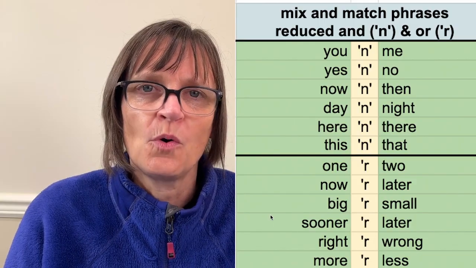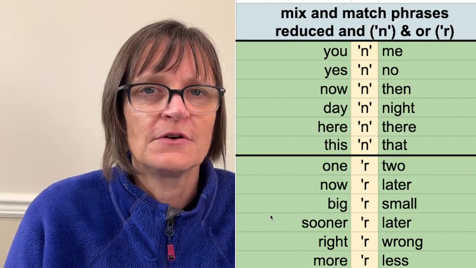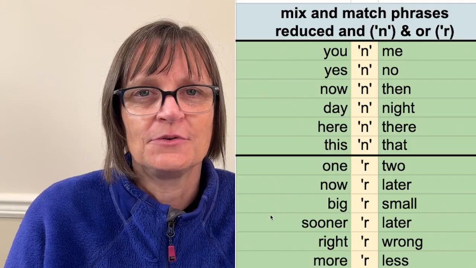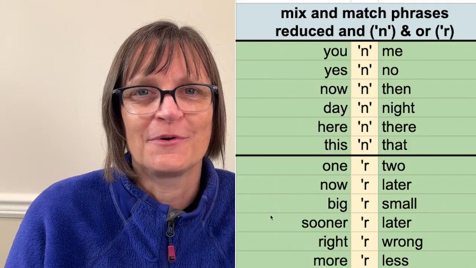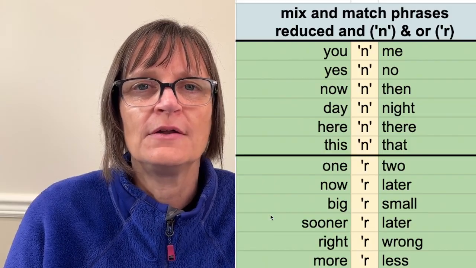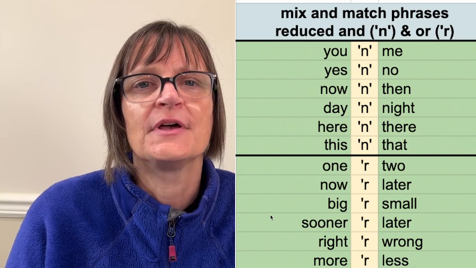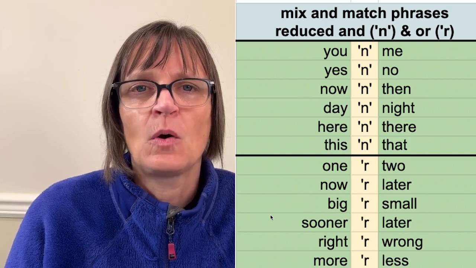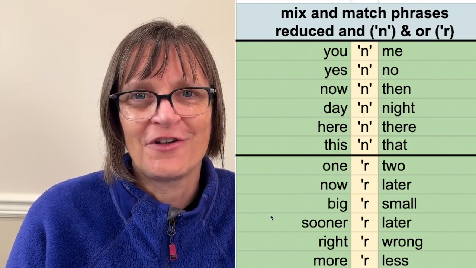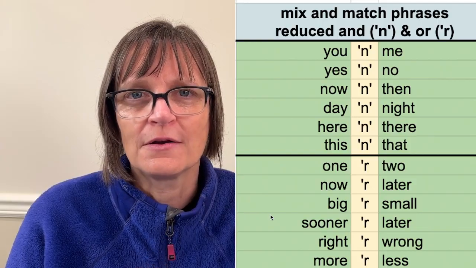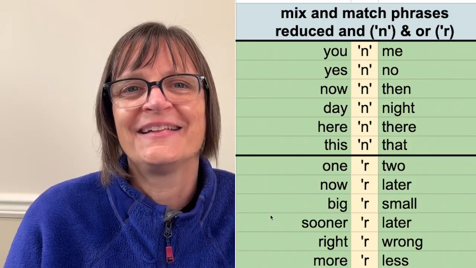For the word 'or', we reduce it to just an 'er' sound, and it can link to the previous word and the following word. For example, one or two becomes one 'er' two. One 'er' two. You can hear how the R links to one. One 'er' two. Let's try some of these.